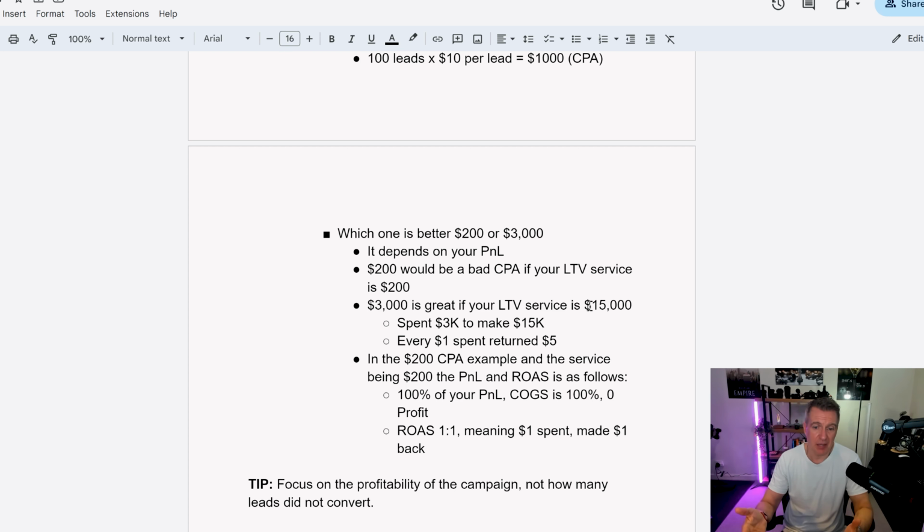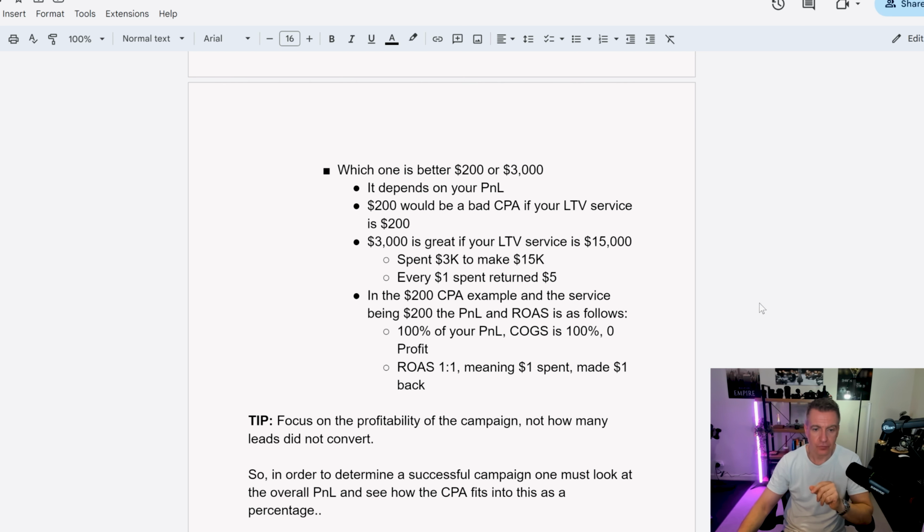Well, in that example, the $200 CPA, the ROAS would be as follows, like I've just mentioned, making zero money, 1 to 1. But on the other one, the $3,000 one, it's a 1 to 5, right? It is hugely profitable. That means cost of goods sold to get that client in, your marketing costs were only 20%. That leaves you 80% on your P&L. Very important. We'll come back to that.